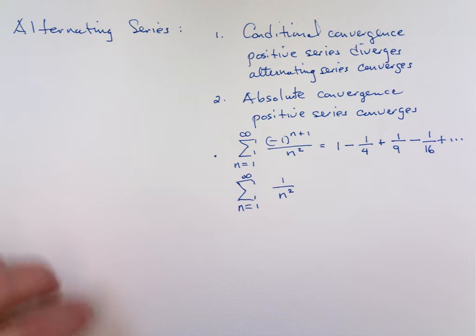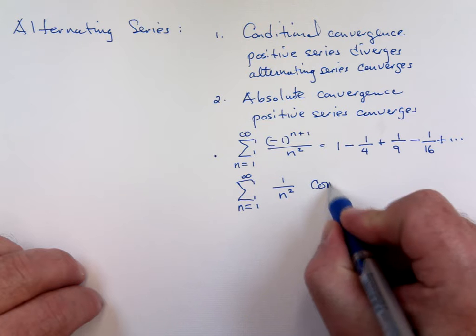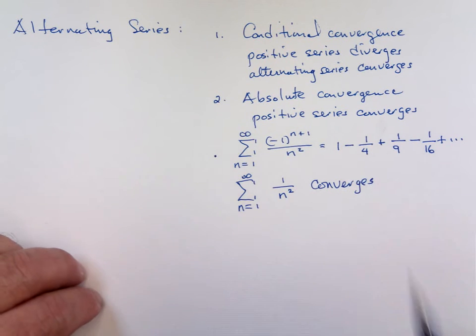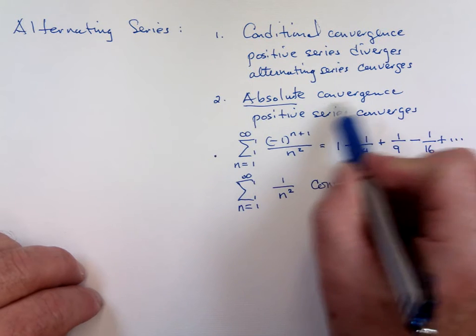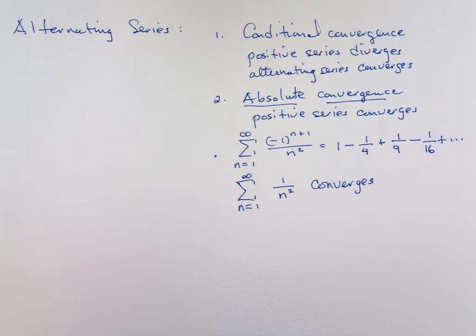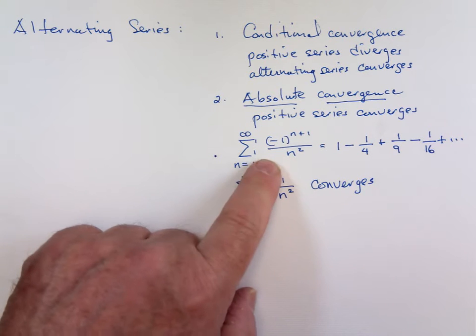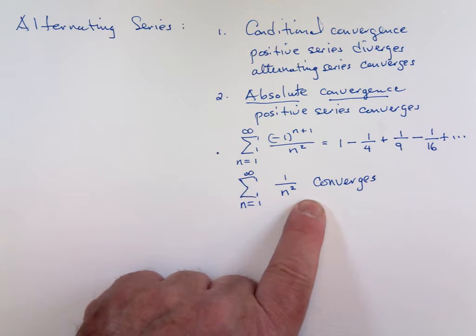Is that one conditionally convergent? Which one? The number 2 one we just... No. It's absolute convergence. Why? Because its positive series converged. That makes the alternating series converge absolutely, or absolute convergence. Its positive series converges.